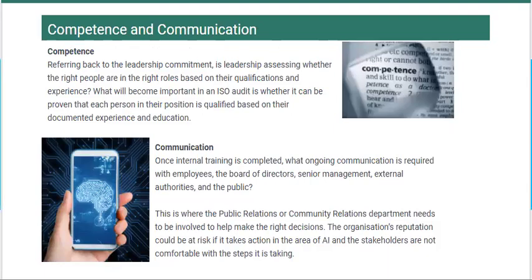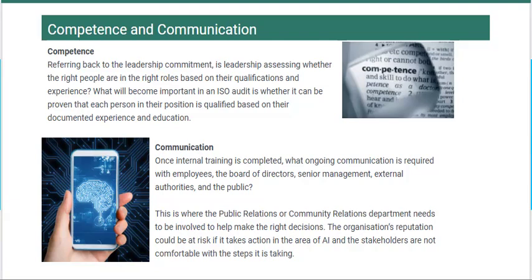Communication. Once internal training is completed, what ongoing communication is required with employees, the board of directors, senior management, external authorities, and the public? This is where the Public Relations or Community Relations Department needs to be involved to help make the right decisions. The organization's reputation could be at risk if it takes action in the area of AI and the stakeholders are not comfortable with the steps it is taking.